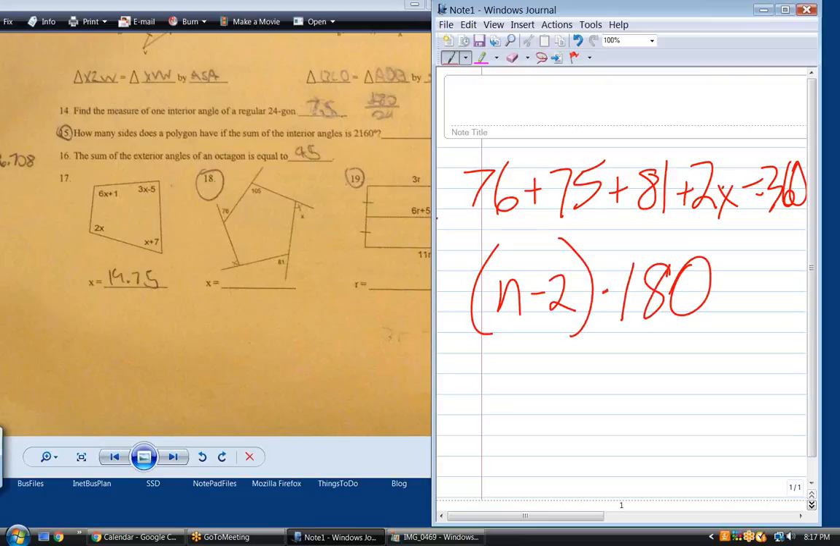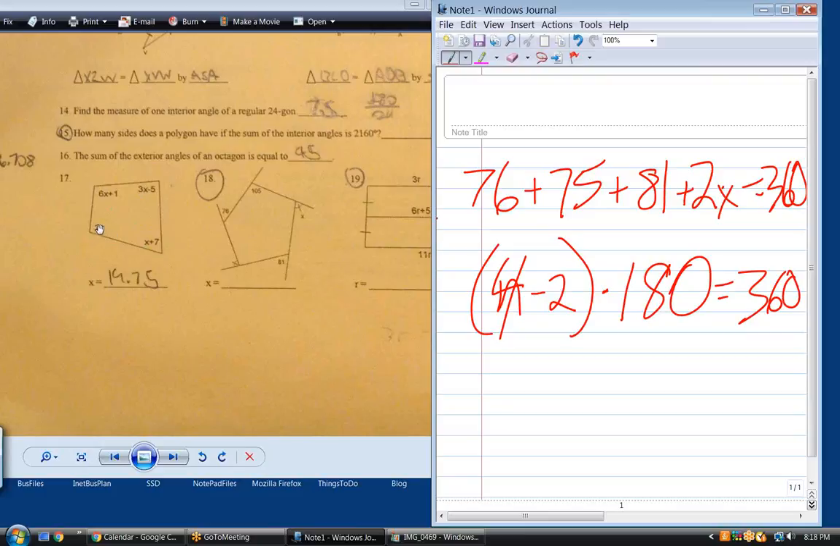Keep going. So how many sides do we have? We have 4. So what's the sum of the angles? $360, right? Oh, yeah. 4 minus 2 times 180. So the sum of the angles has to be 360. And so you just add up each of these.